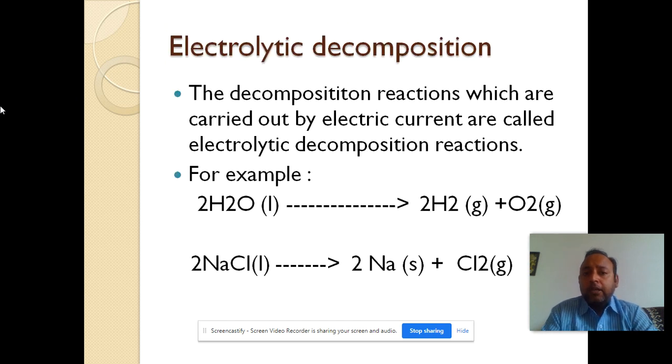Second is electrolytic decomposition. Electrolytic decomposition means decomposition that takes place due to electricity, electric current. That is known as electrolytic decomposition. Two examples I have mentioned: one is water and another is sodium chloride.